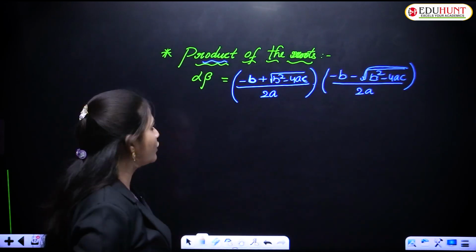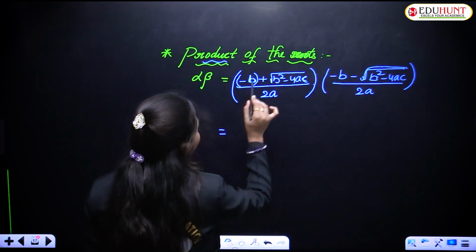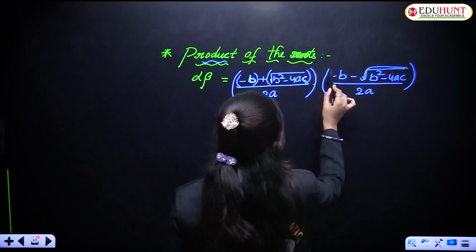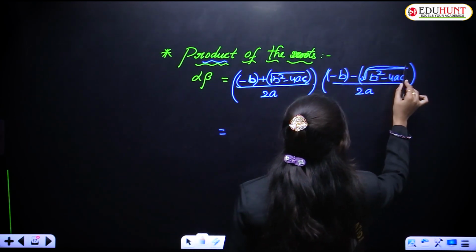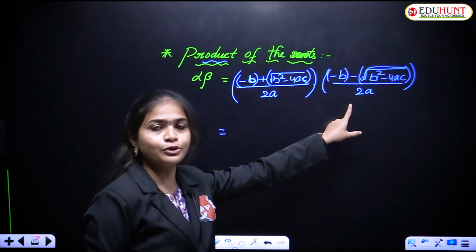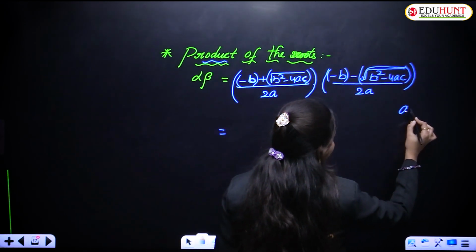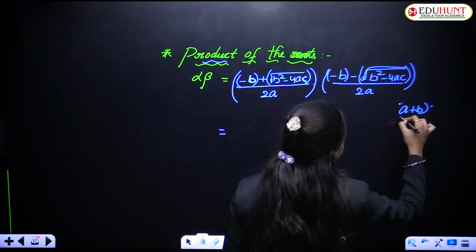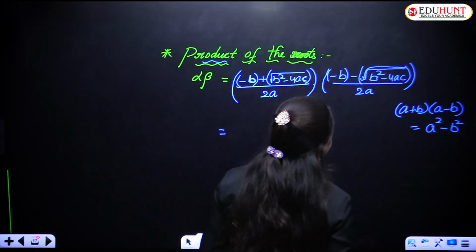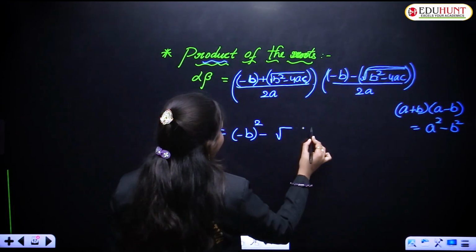Okay, so product of the roots is equal to, just observe, children, here minus b is one of the terms, and square root of b square minus 4ac is one of the terms. So this is in the form of a plus b into a minus b. So a plus b into a minus b is equal to a square minus b square. We know this formula, right? So here minus b whole square, a square, minus b square.